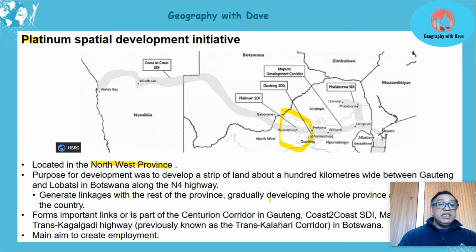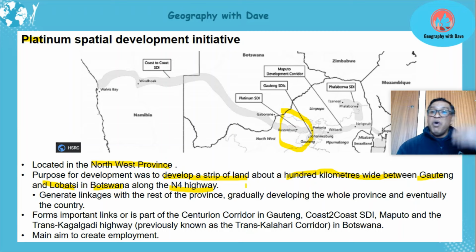Okay, and the purpose here was to develop a strip of land about 100 kilometers wide between Gauteng, all right, and Lobatse in Botswana along the N4 highway, all right, the N4 highway. So it's linking up even Botswana, all right, brilliant. All right, we're having more accessibility to markets, etc. All right, it generates linkages with the rest of the province. From here, the rest of the province has linkages around. All right, the Northwest Province as we move.